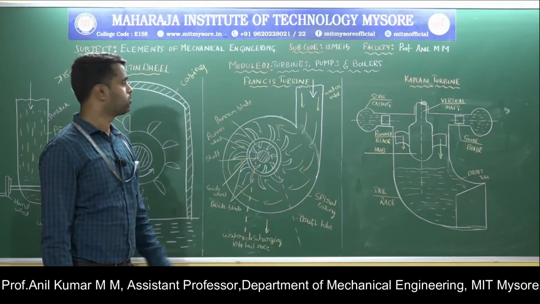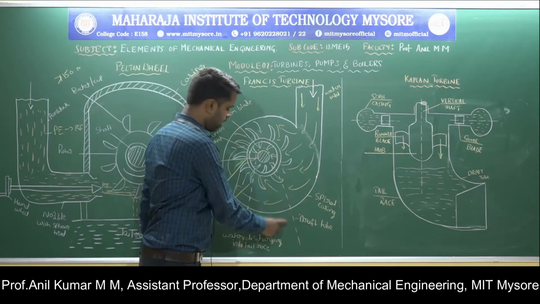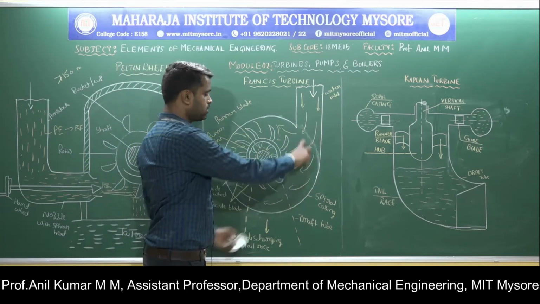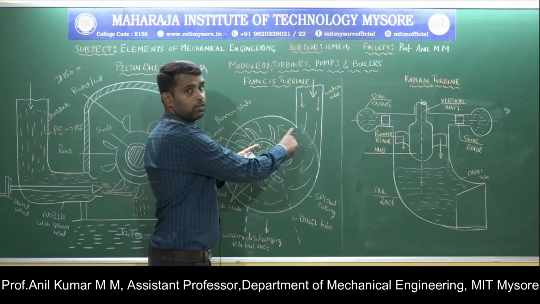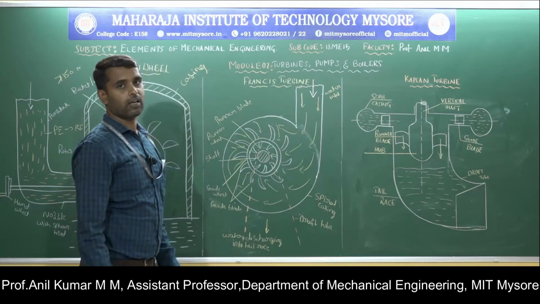Okay, these are the main components used in the Francis turbine. One is the spiral casing, guide wheel and guide blades, and then the draft tube. Spiral casing is nothing but a passage. It is a closed passage having gradually decreasing area for uniform distribution of the water over the runner blades.